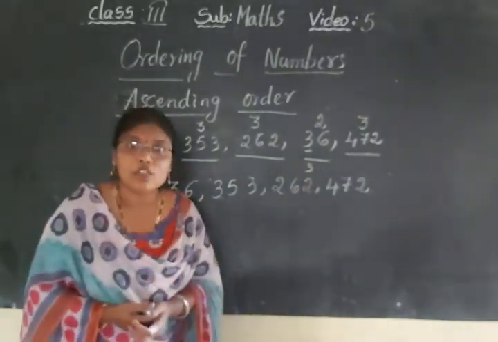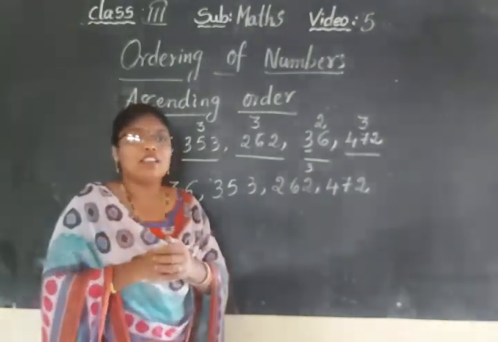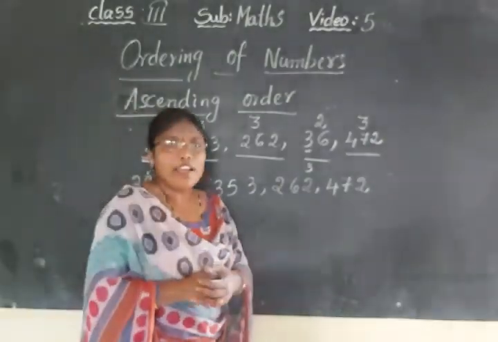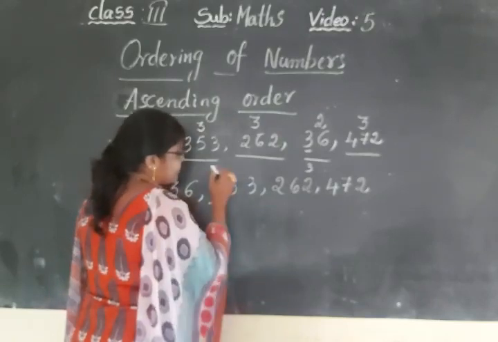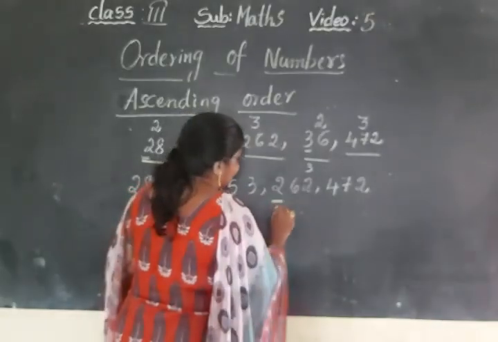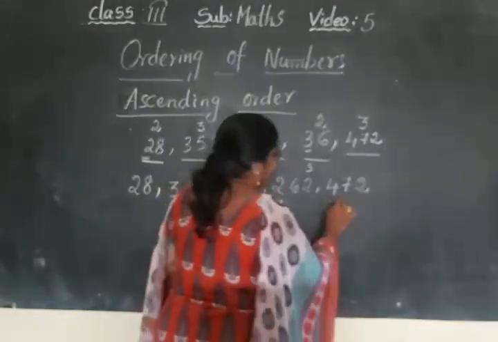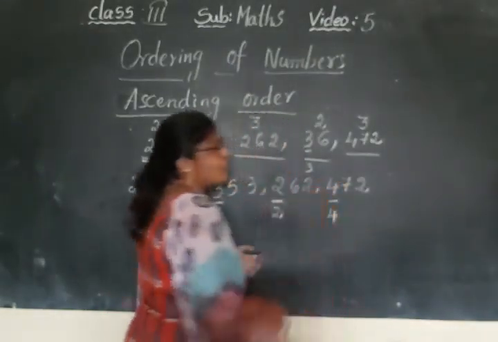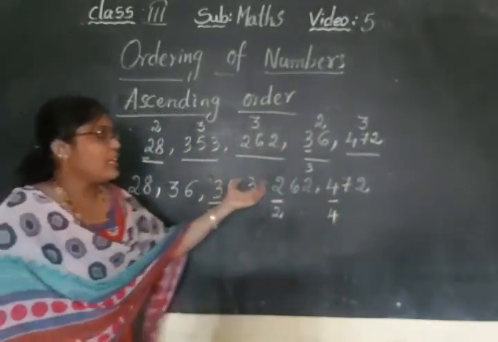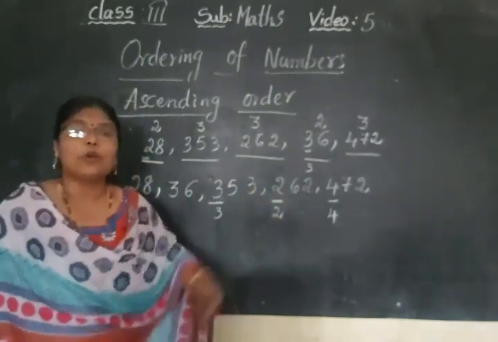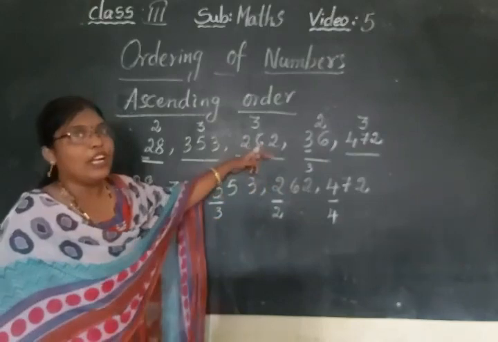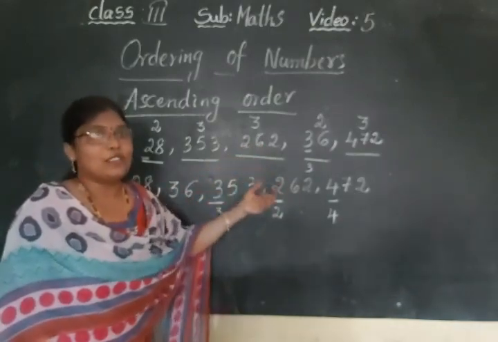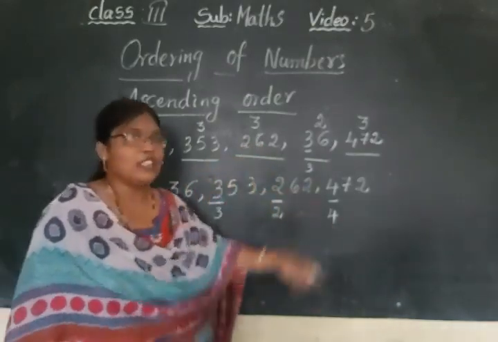Then what we have to do? We must compare the first digit of each number. In 353 the first digit is 3, and here the first digit is 2, and here it is 4. Now among these 2, 3, 4, what is the smallest number? Yes, it is 2. So 262 is the smallest number among these 3.